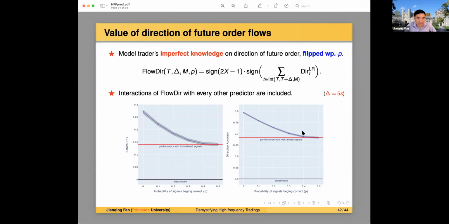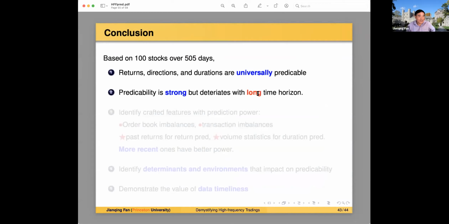Similarly, this is for the accuracy of direction. We increase from around 64% to nearly 80% accuracy in terms of the sign. So the time value of the data cannot be understated. Let me just quickly summarize.